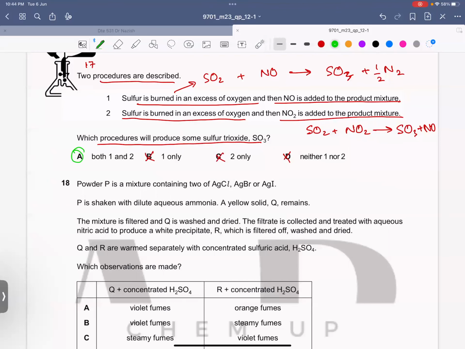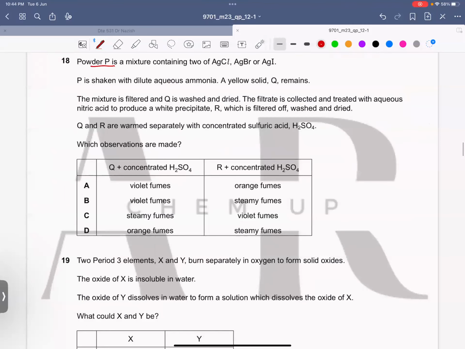Now question number 18. Powder P is a mixture containing two of silver chloride, silver bromide, or silver iodide. Two out of these three. P is shaken with dilute aqueous ammonia. A yellow solid Q remains. Okay, so remember, a yellow solid Q is silver iodide.